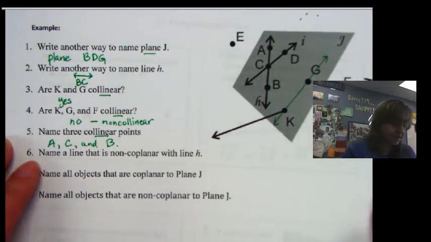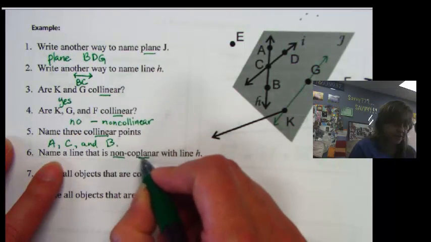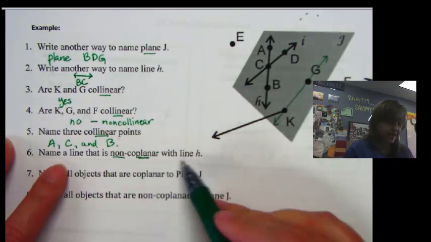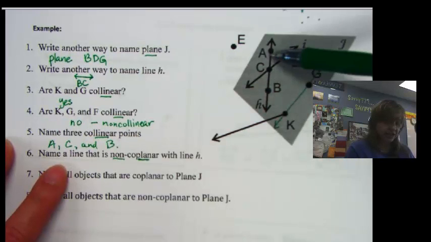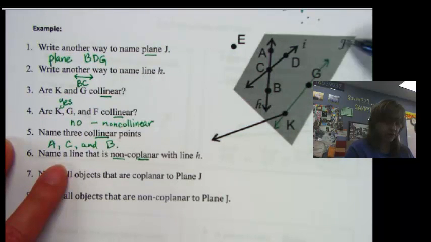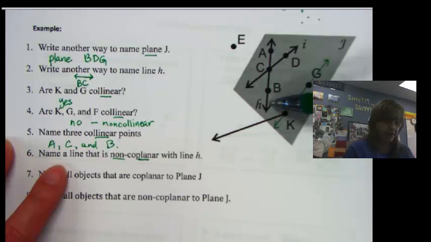Number 6. Name a line that is non-coplanar. Oh, there's coplanar now. Now we got to think plane. Non-coplanar with line H. So it can't be sitting in the same plane with line H. Well, line H is sitting here in plane J, the one plane we have. So what's a line that's not sitting in that plane?